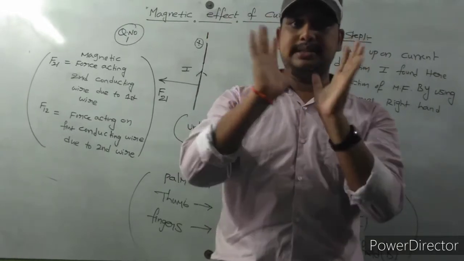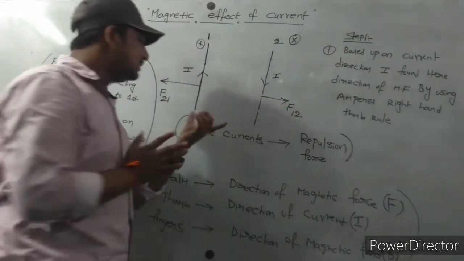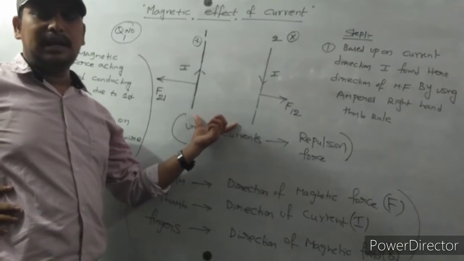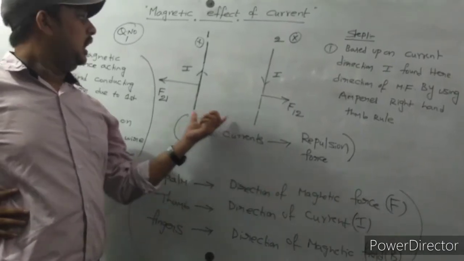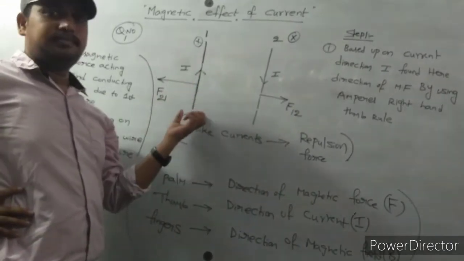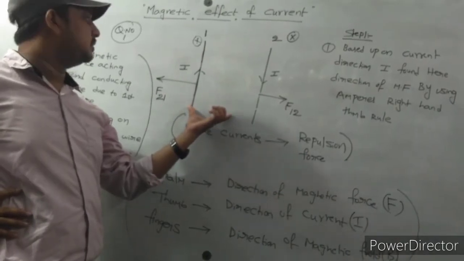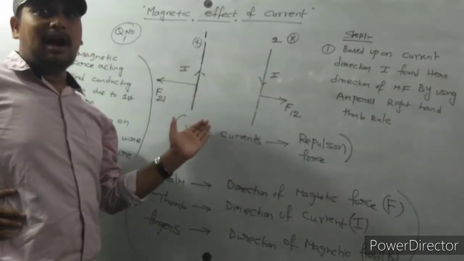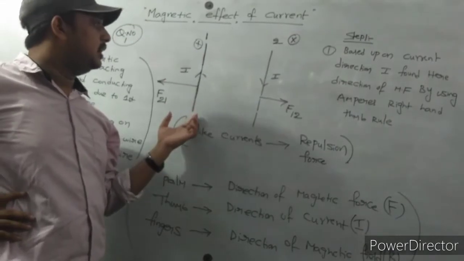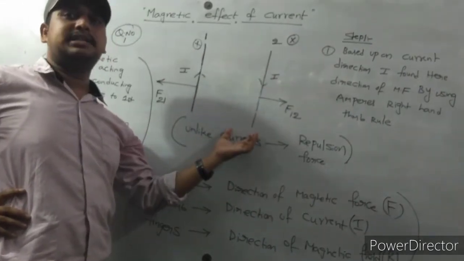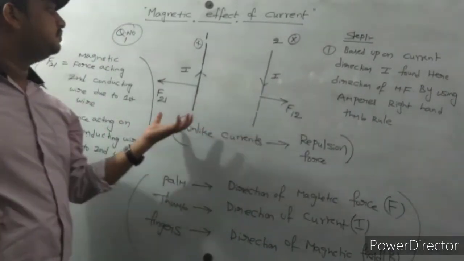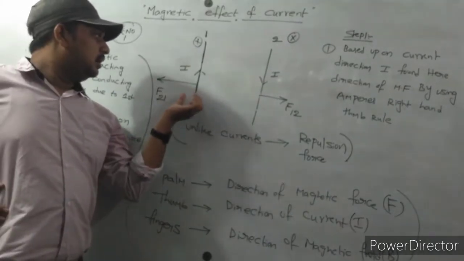Okay, so now an example. Let us consider two wires. Current is acting in the upward direction in the first wire, and current is acting in the downward direction in the second wire. So observe carefully.